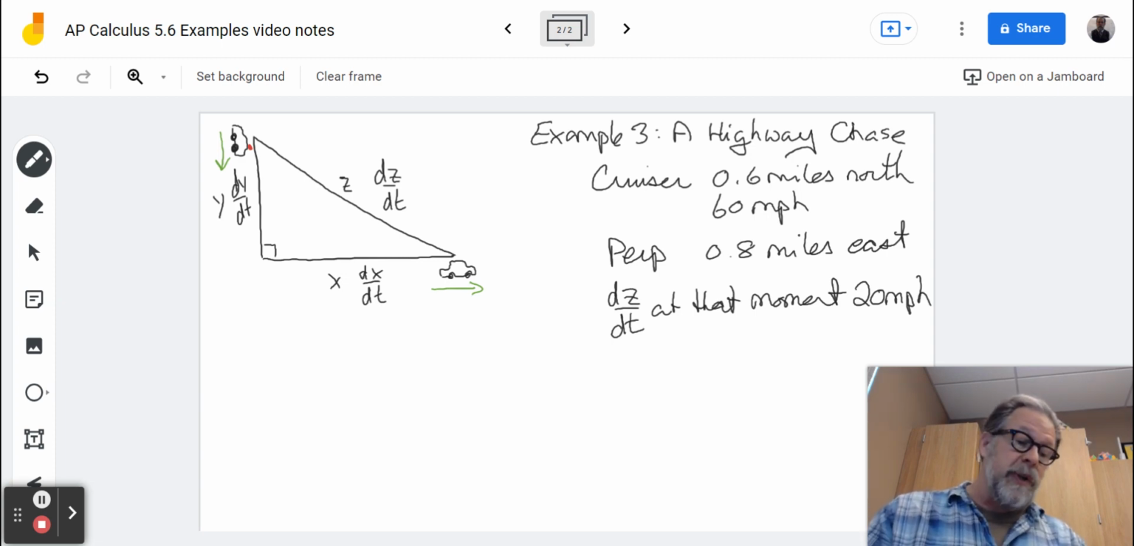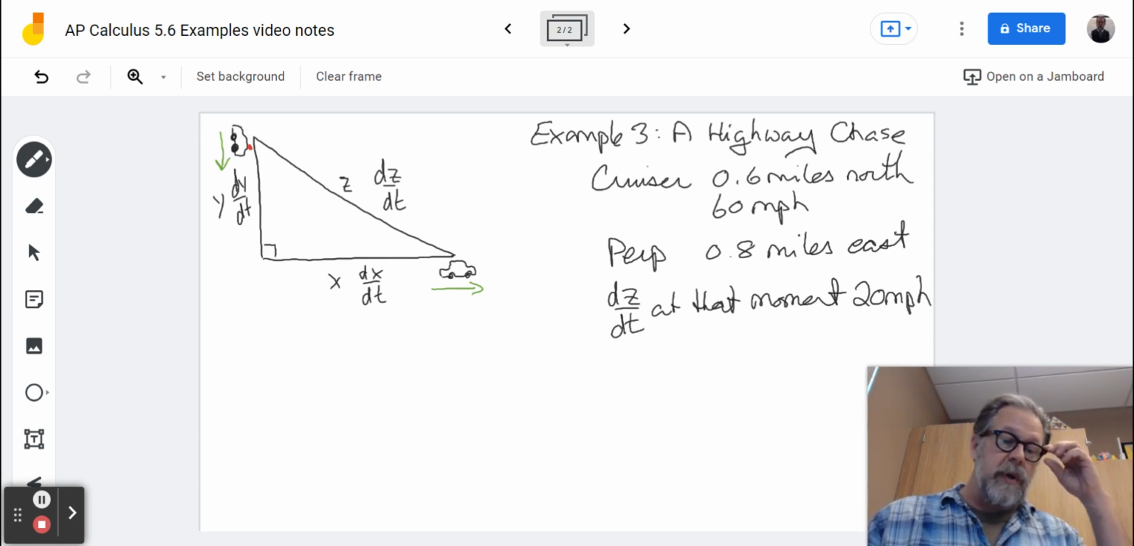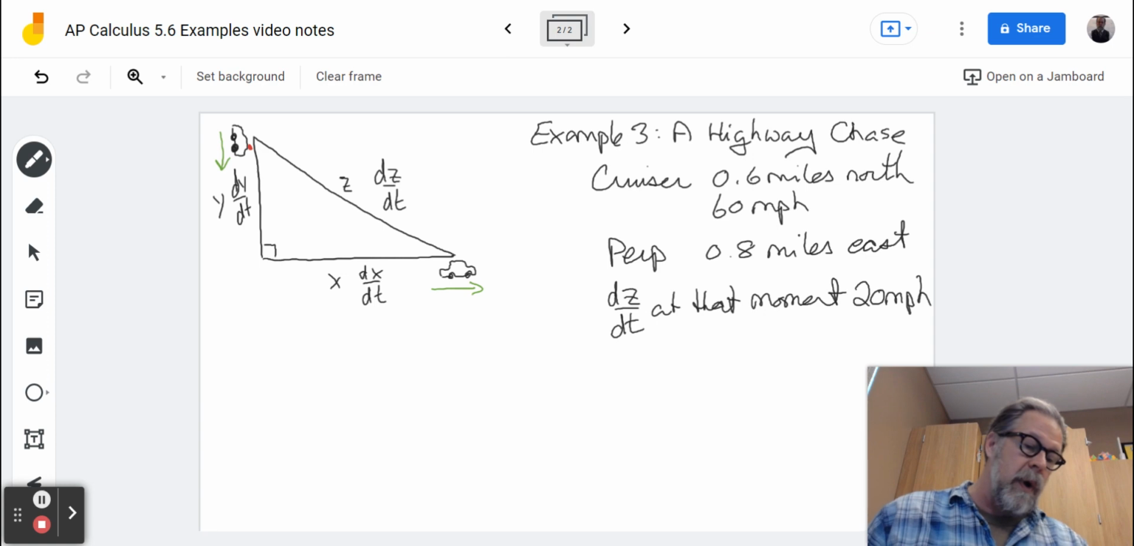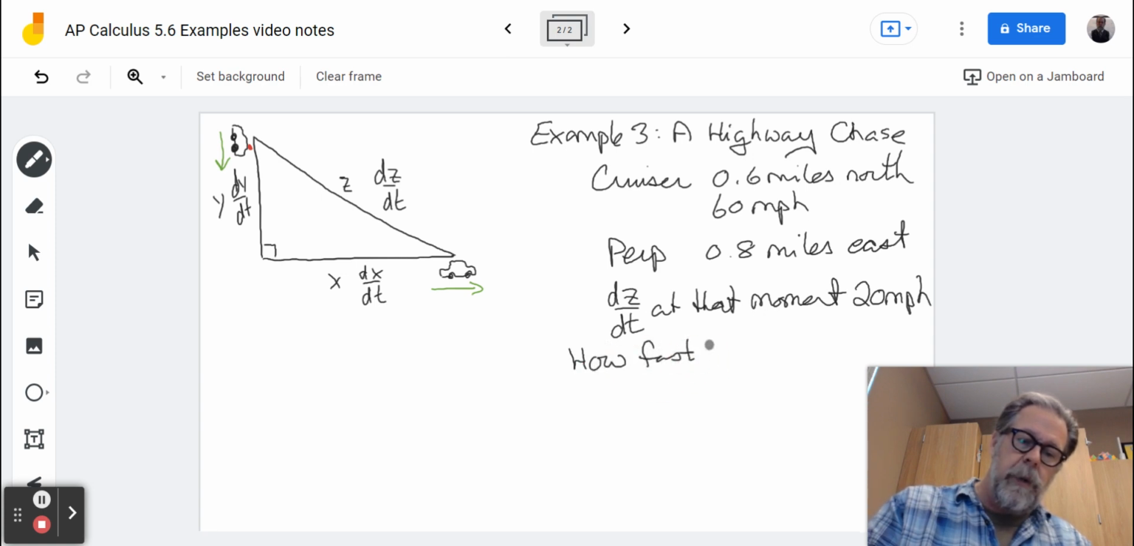We're given some information. We're told that the police cruiser is 0.6 miles north and driving south at 60 miles per hour. We're told that the perpetrator, the suspect, is 0.8 miles east. And we're told that the police officer's radar gun indicates a rate of change of 20 miles per hour of the distance between them. And the question is, how fast is the suspect driving?